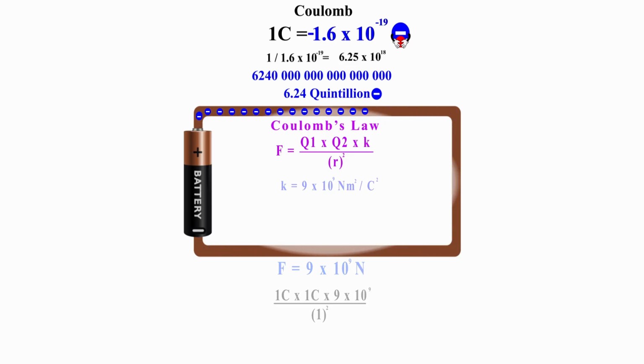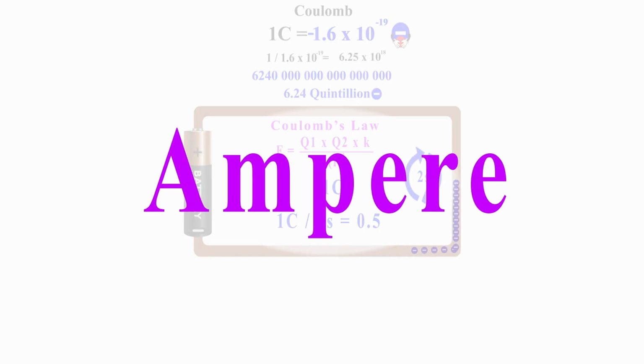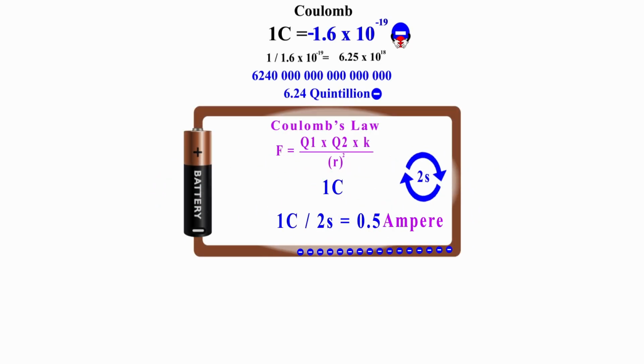Let's take the same example where 1 coulomb of charge, 6.24 quintillion electrons, flows, but for a time period of every 2 seconds. Then 1 coulomb divided by 2 seconds is equal to 0.5, which is the amount of current flowing in the circuit. Current is measured in a unit called ampere, so we can say in other words that 0.5 ampere is the current flowing in the circuit. So 1 ampere is nothing but 1 coulomb of charge flowing every second.